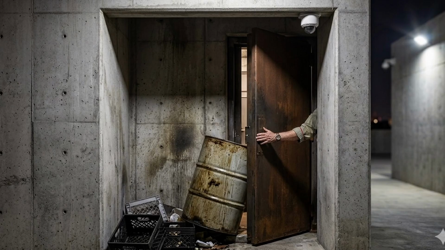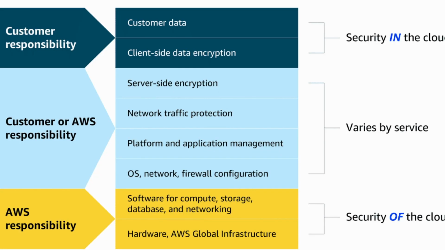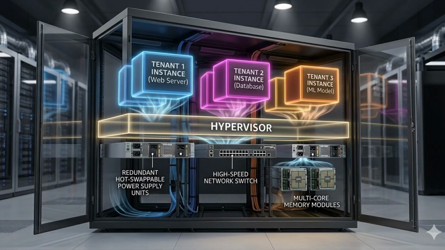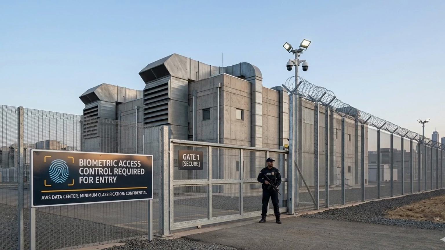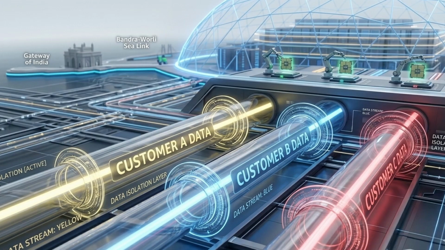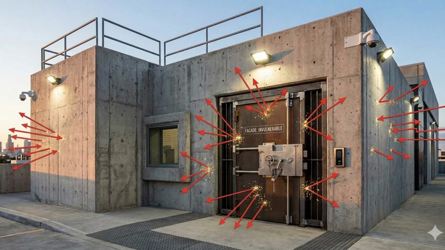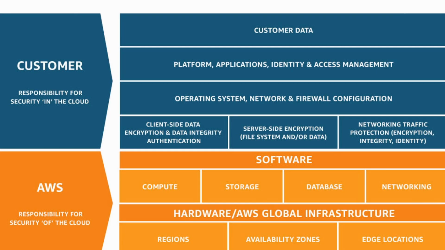AWS handles the foundation. They are responsible for security of the cloud, and this includes the physical layer, the network layer, and the hypervisor. A hypervisor is software that allows multiple customers to share one physical server while keeping their data completely separate. The physical layer is the actual data centers, and the network layer ensures that the pipes that carry data are secure and isolated. Just like a landlord ensures the walls are strong and the roof doesn't leak, AWS ensures the global infrastructure is bulletproof.